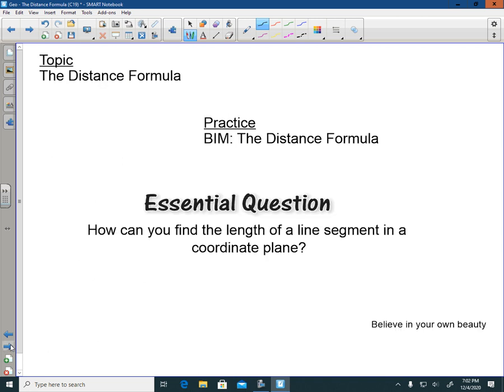All right, friends, that's the distance formula for you. You've got some practice on Big Ideas Math. The assignment is called the distance formula. The essential question was, how can you find the length of a line segment in the coordinate plane? And now you know the answer to that question is you use the distance formula, y'all.